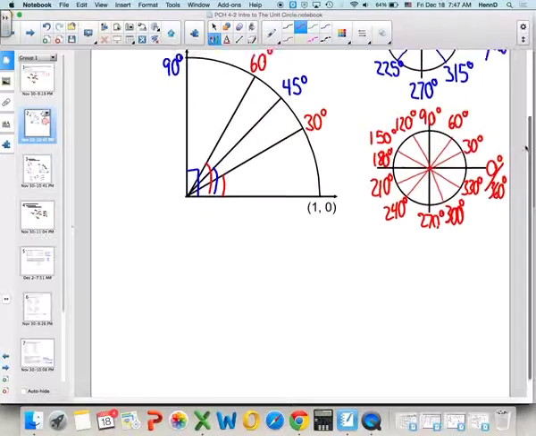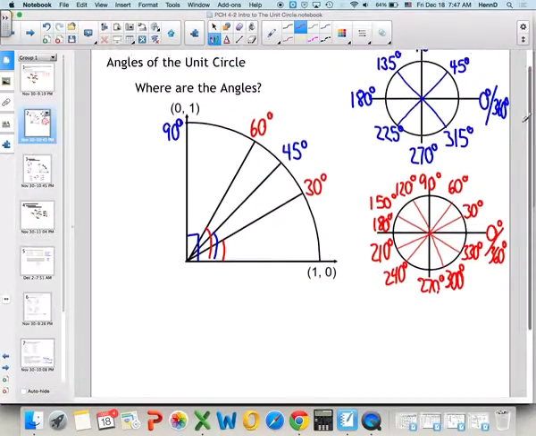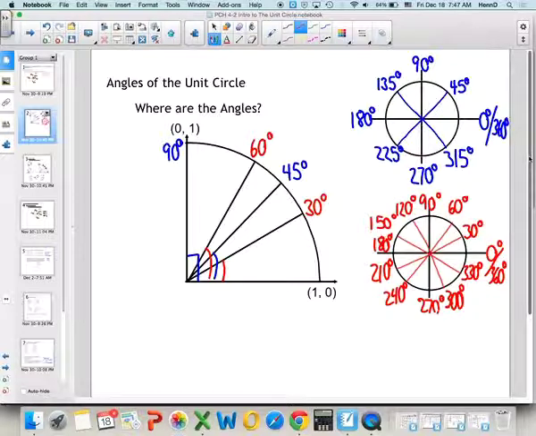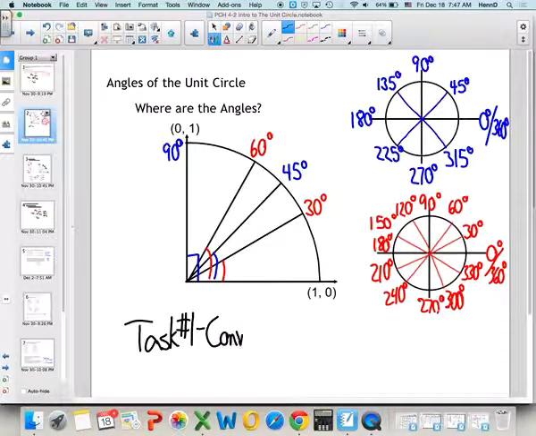So now you know all of the angles on the unit circle in degrees. And like I said, your first task is to find all the angles in radians. Some of these will be really, really easy. Some of them will be a little bit more challenging.